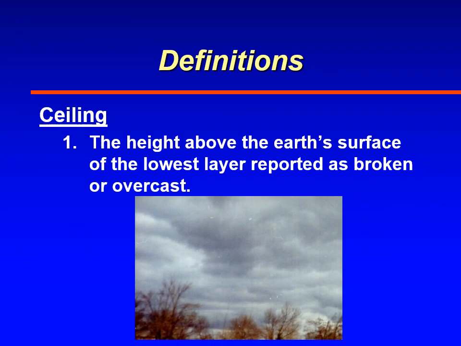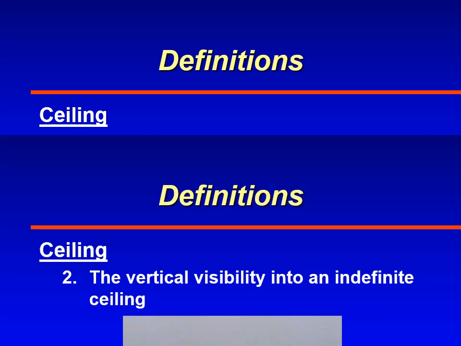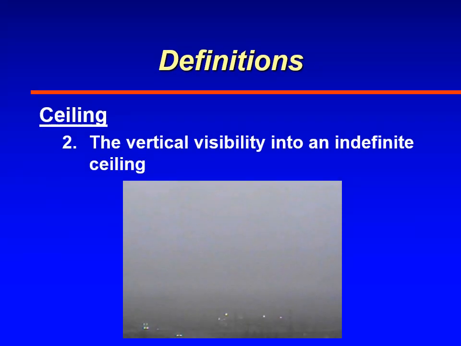First off, the definition of a ceiling. There are two definitions. The first one is the height above the Earth's surface of the lowest layer that's reported as broken or overcast. The second definition we also discussed earlier was the vertical visibility into an indefinite ceiling. So if you see in the METARs broken, overcast, or vertical visibility, you have a ceiling.